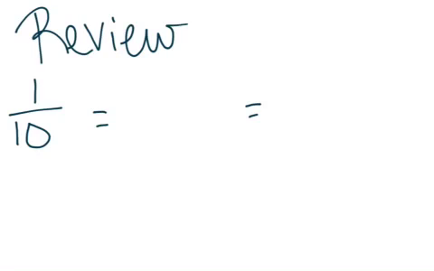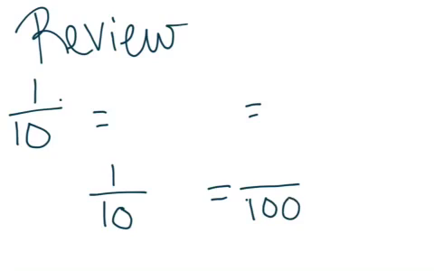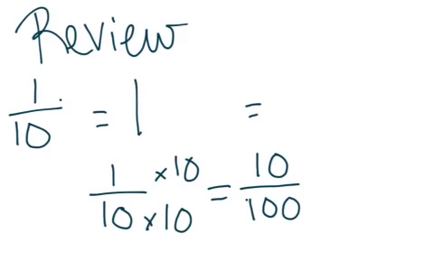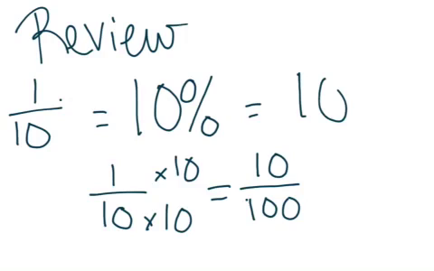1/10. If we're talking equivalent fractions, we need to make that equivalent to something over 100. 10 times 10 is going to get me to 100, so I'm going to multiply the 1 by 10, which would be 10 over 100. So 10 over 100 is going to be equal to 10%, and 10% is equal to 0.10, or 1/10.